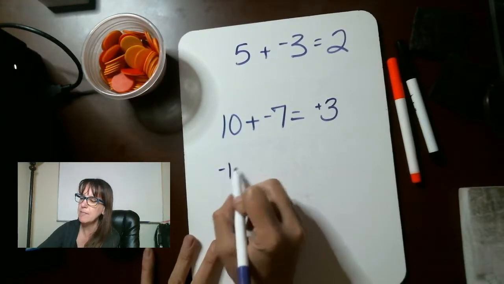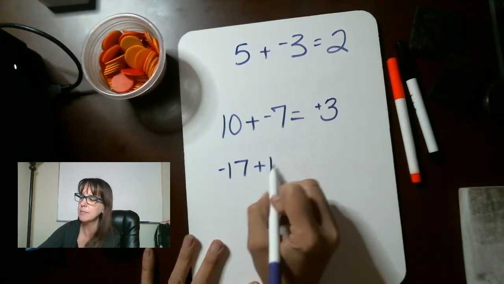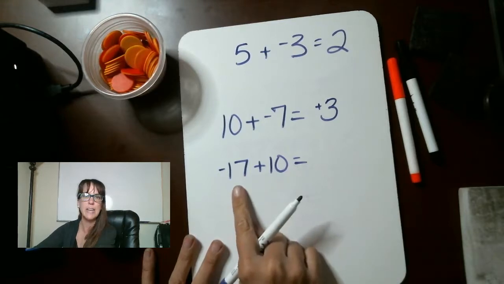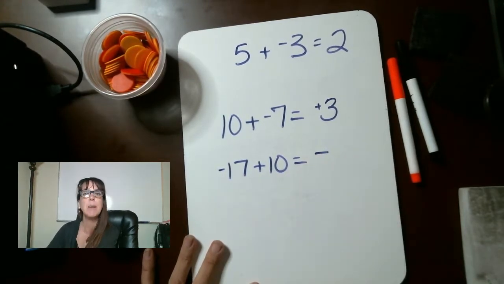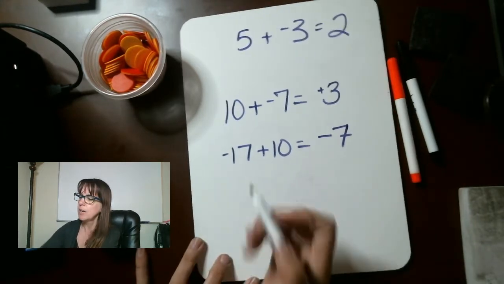On the flip side, if I have -17 plus 10, which team is larger? Is our negative team larger or our positive team? Looks like it's our negative team. And by how many? 7. Okay, so let's try another one.